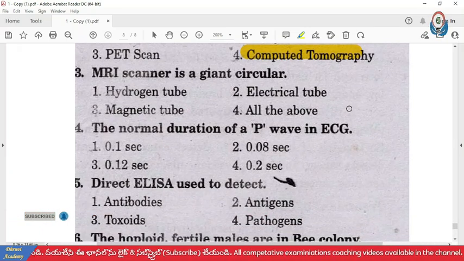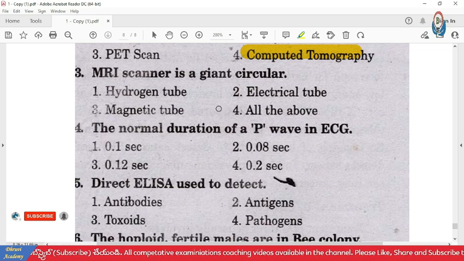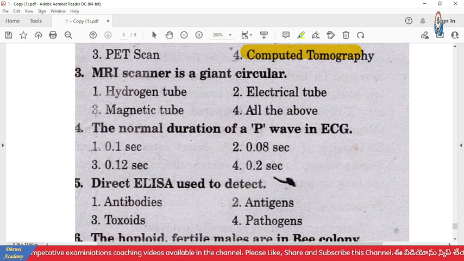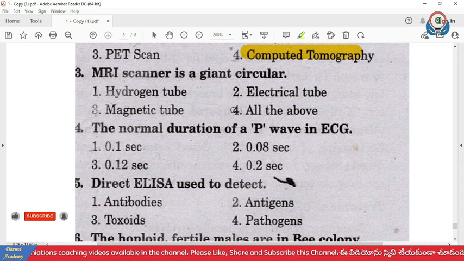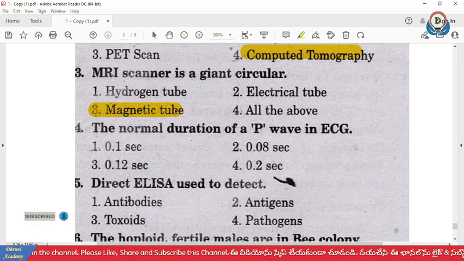An MRI scanner is a giant circular: is it a hydrogen tube, an electrical tube, or a magnetic tube, or all the above? Which is the correct answer? Its answer is: an MRI scanner is a magnetic tube.